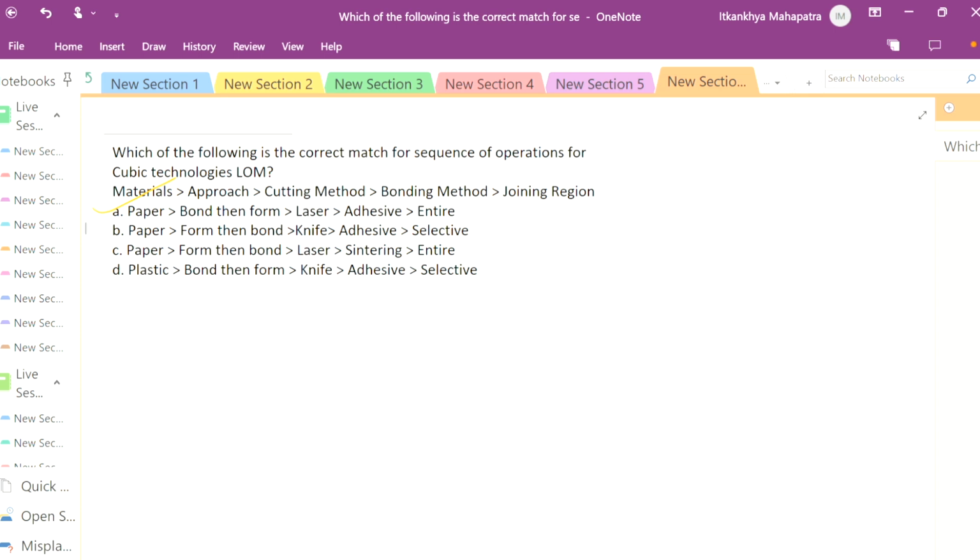Now, the type of material which we use is paper, and of course the approach is bond then form. For this, the correct option is: material is paper, approach is bond then form, cutting method is laser, bonding method is adhesive, and joining region is entire. The other options are not for this cubic method. This is cubic technology alone.